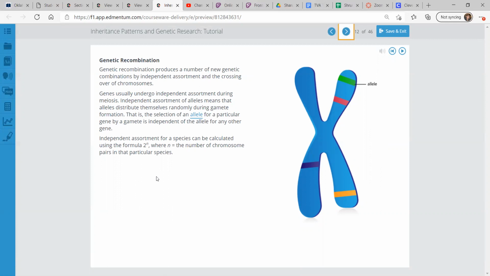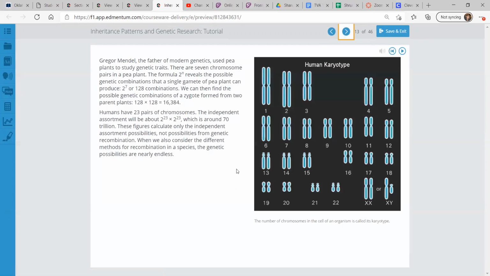Independent assortment for a species can be calculated using the formula 2 to the n power, where n equals the number of chromosome pairs in that particular species. Gregor Mendel, the father of modern genetics, used pea plants to study genetic traits. There are 7 chromosome pairs in a pea plant. The formula 2 to the n power reveals the possible genetic combinations that a single gamete of a pea plant can produce. 2 to the 7th power equals 128 combinations.